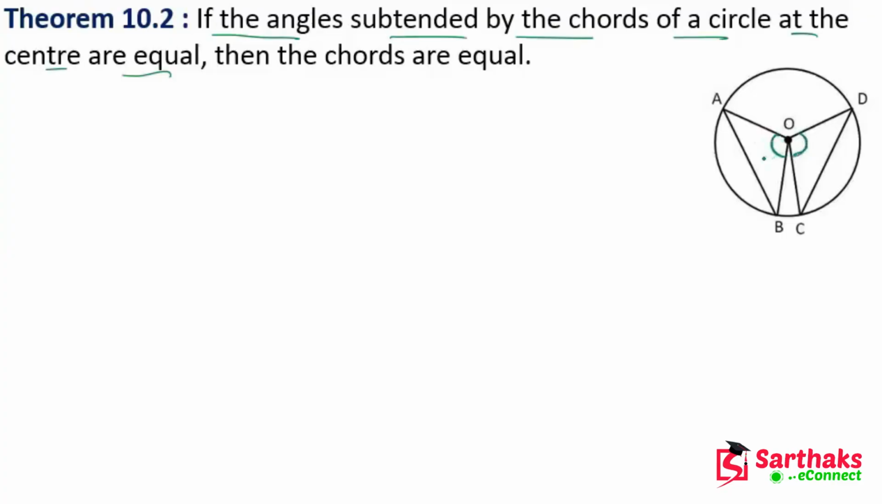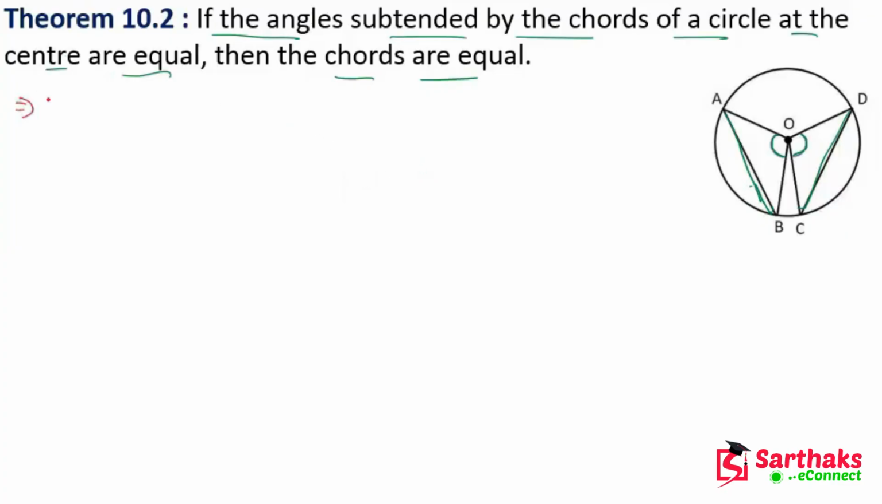Okay, now in this question these angles are equal, and these angles are formed by the chords of a circle. Then the chords are equal. Then we have to prove that AB is equal to DC. So basically we can say that this is the converse of the previous theorem.